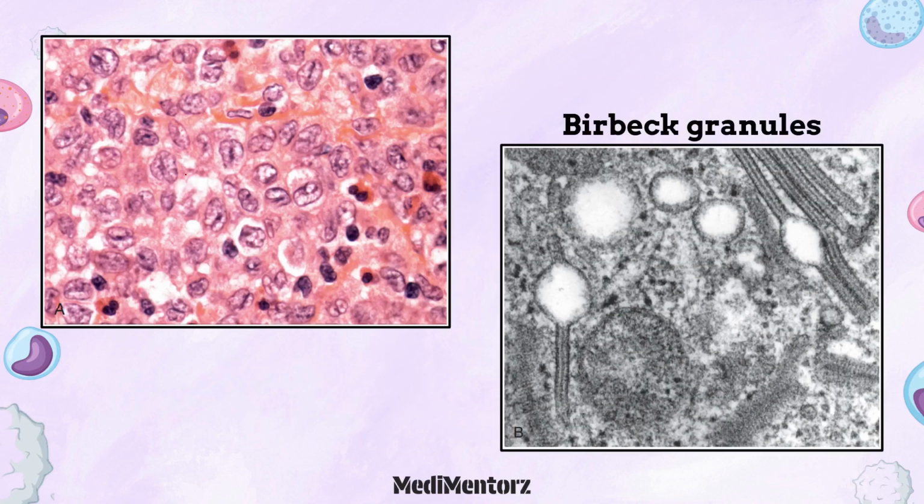So with respect to Langerhans cell histiocytosis, it shows the presence of Langerhans cells which have a grooved nucleus giving a similar appearance to that of a coffee bean, and in electron microscopy Langerhans cell histiocytosis shows the presence of Birbeck granules which have a similar appearance to that of a tennis racket.